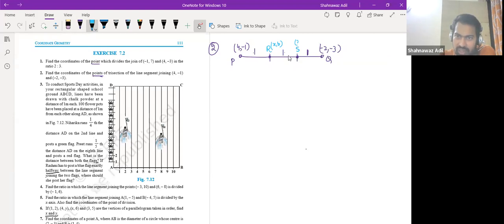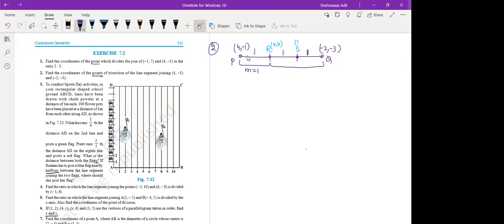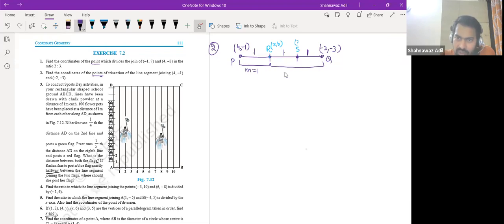So now we have 2 points, right? 2 points which are trisecting this line, right? So let's say for R, let's choose this R first. So we have this point and then this side. So what are these two sides? This part is 1, M is 1, and this part is how much? This part is 2. So M is 1 for R, M is 1, N is 2.